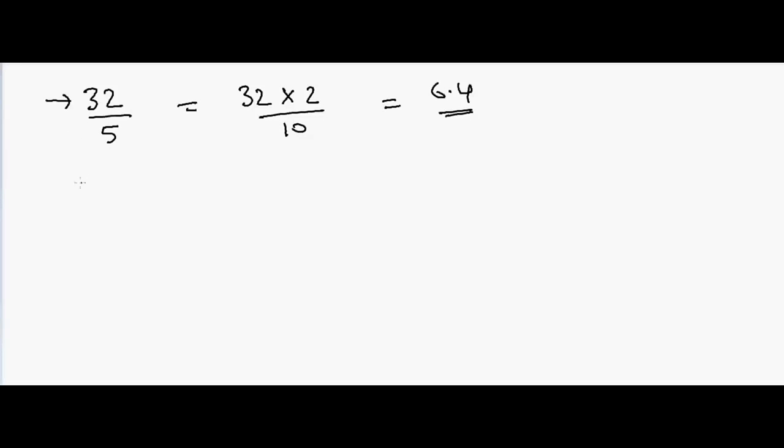Another example: suppose I have 16 and I want to divide by 5. The answer is 2 times 16 is 32, and then put a decimal here. So that's your answer. Again, if I have 104 and I want to divide by 5, what would be the answer? 2 times 104 is 208, then a decimal here. That's your answer.